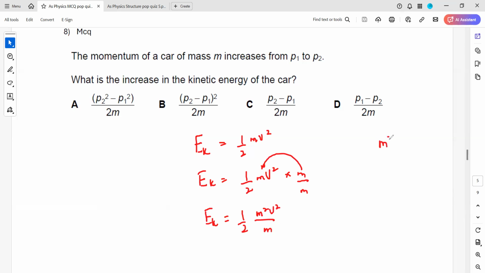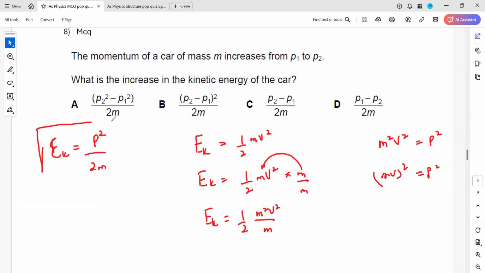What is m square v square? m square v square is momentum square, because m into v is the momentum. So in place of m square v square, I can say momentum square. So I can write a formula that Ek, the kinetic energy, is equal to p square divided by 2m. This is a formula which relates the kinetic energy with momentum.